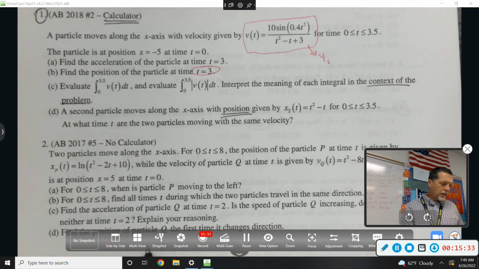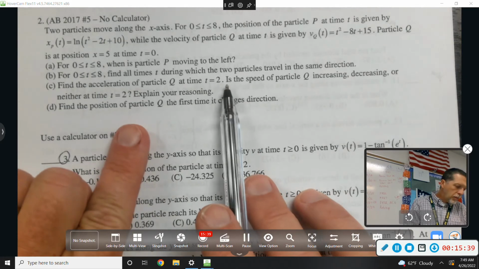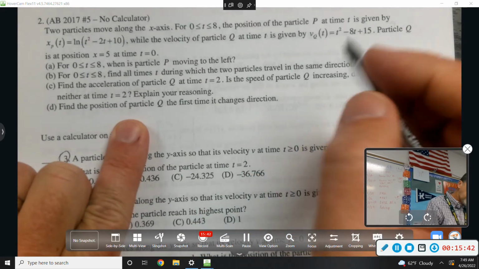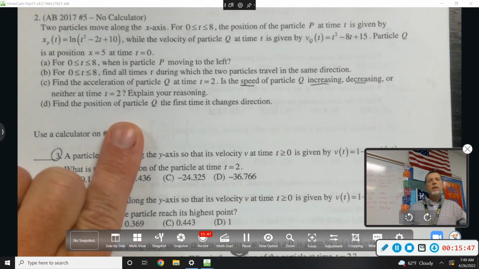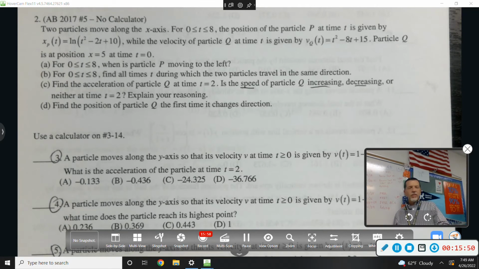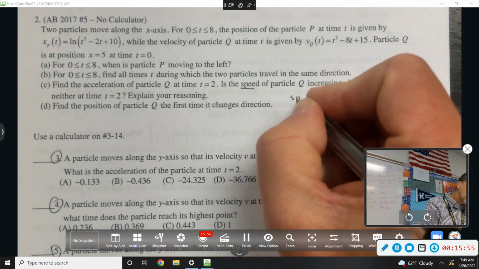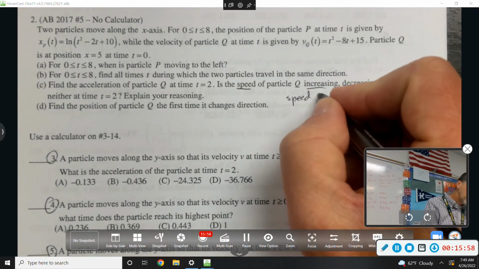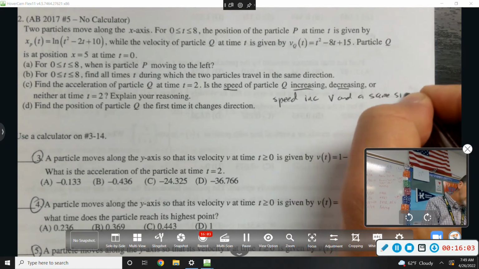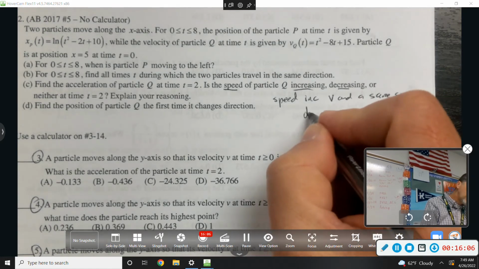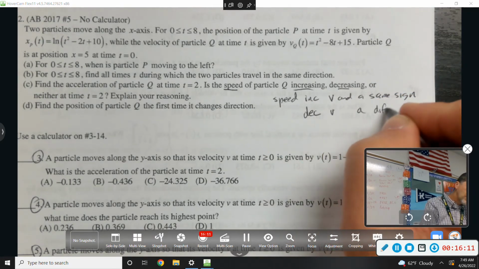All right, I'm going to leave question 2 to you. I do want to point out part C. Is the speed increasing, decreasing, or neither at time 2? How do you know if speed is increasing or decreasing? Not velocity, but speed. The acceleration and velocity are the same... same what? Yeah. So speed is increasing if they have the same sign. Speed is decreasing if they have different signs.